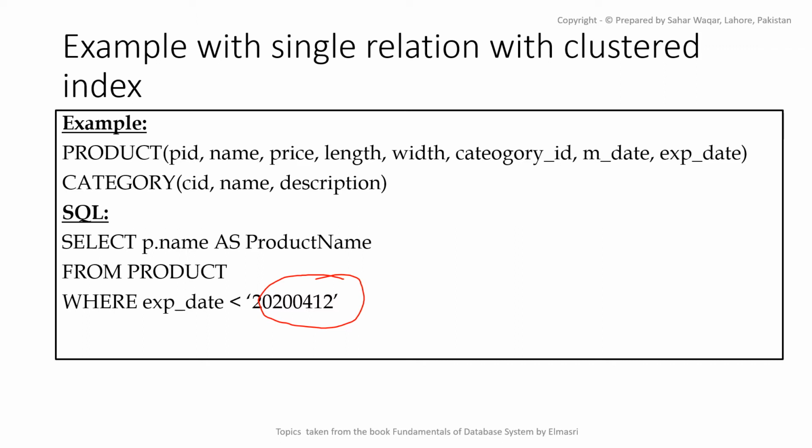If we have created a clustered index on the expiry date attribute, it means that all of our products are sorted according to the expiry date. If the user asks for the products with expiry date less than 12 April 2020, DBMS can easily get the tuples as they are now sorted, and thus there might be as few as maybe 10 pages if each page contains 100 tuples. That is, 1000 tuples will be loaded into the RAM instead of the whole relation.